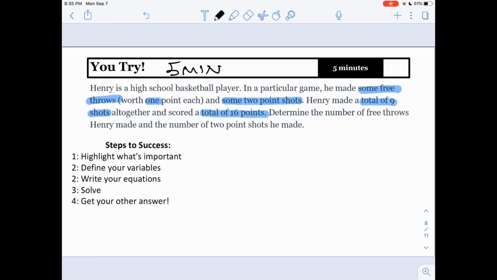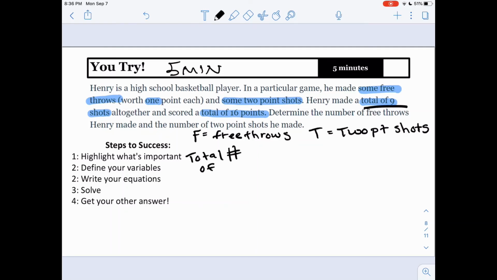So now that we've highlighted what's important, we're going to define our variables. We'll use the letter F to mean the number of free throws, and we'll use the letter T to mean the number of 2-point shots. So we need one equation that represents the total number of shots, that equation is represented by his number of free throws plus his number of 2-point shots for a total of 9.